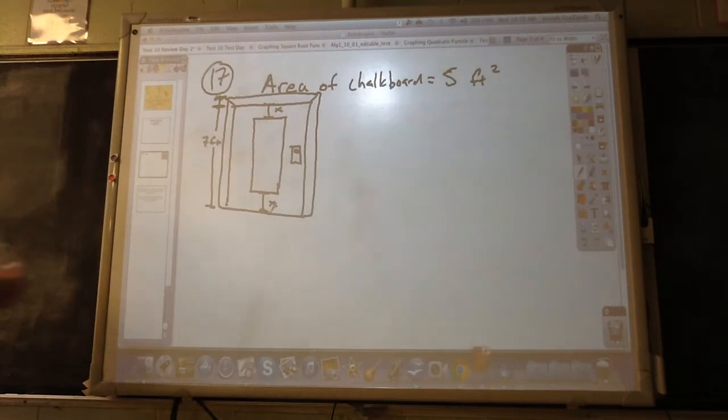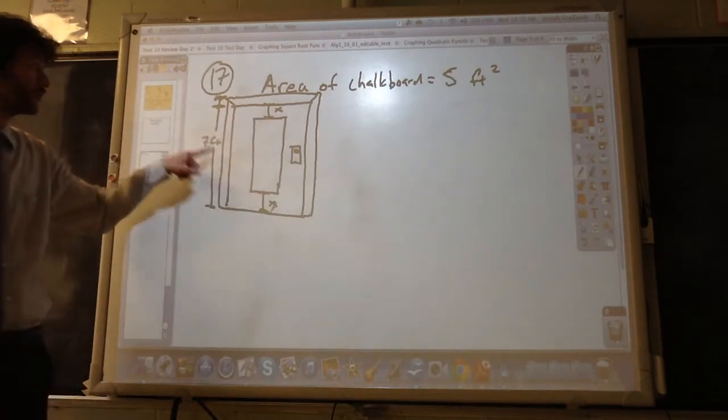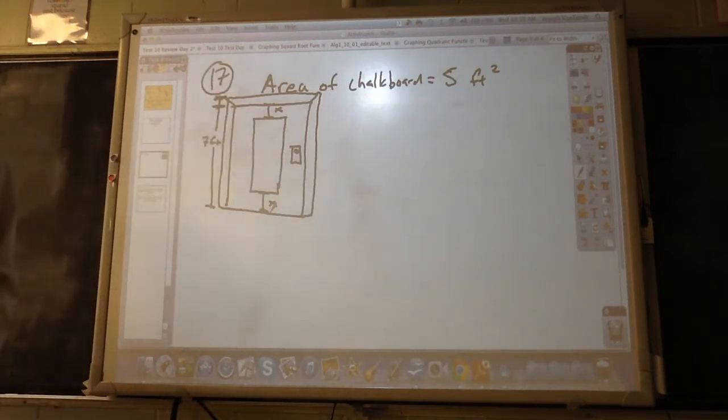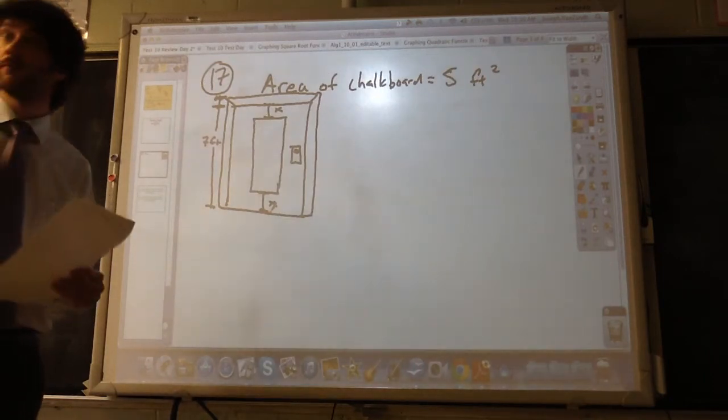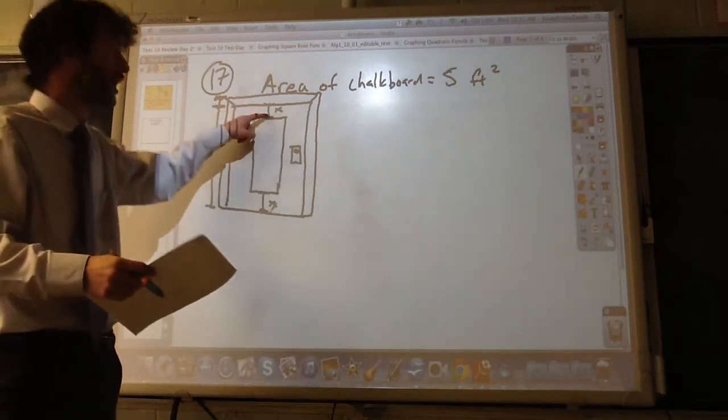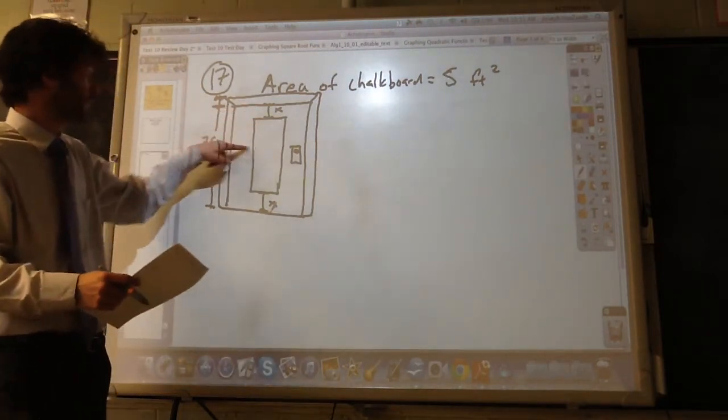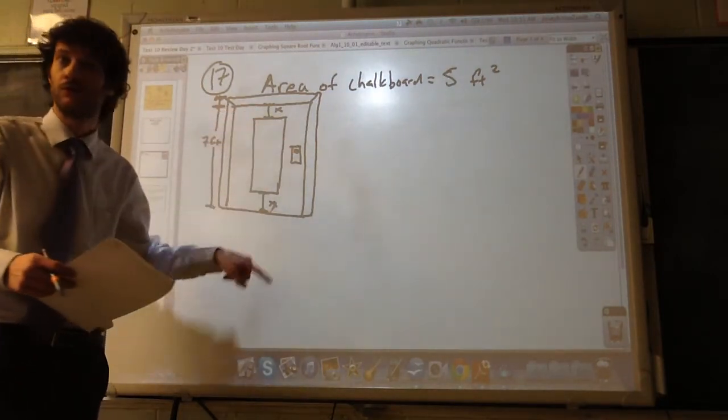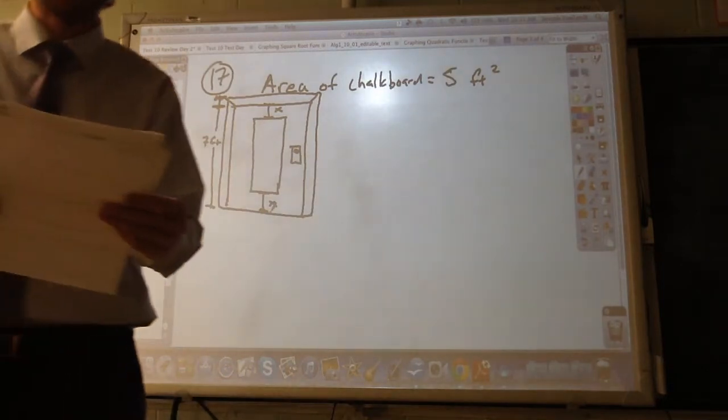Tell me the height of the chalkboard using 7 and X. I know, but it's a uniform border, and I told you that means it's the same all the way around, right? So if it's X at the top and it's uniform, that means this is X, and this is X, and this is X too. That's what uniform means. That's why I talked about that word.